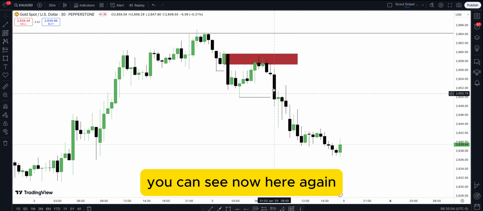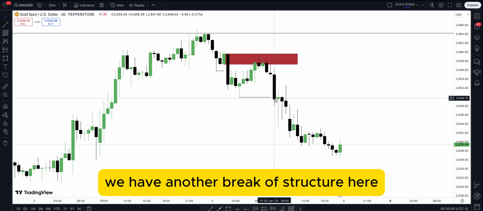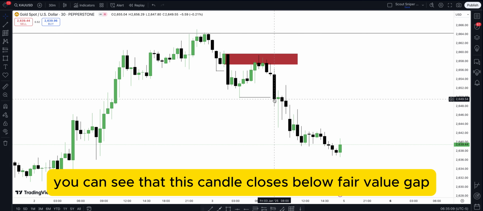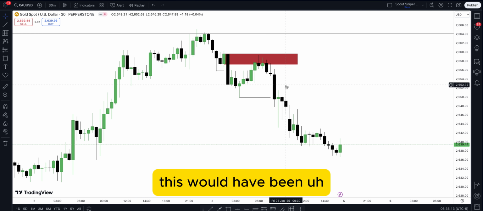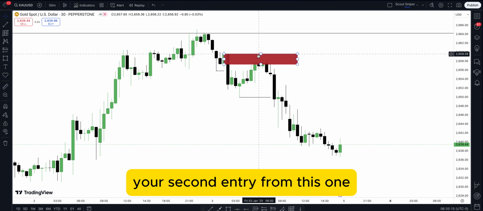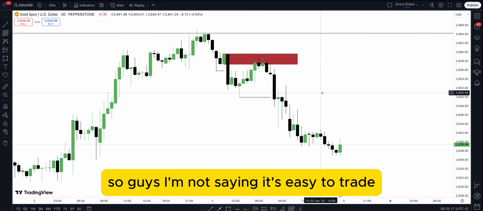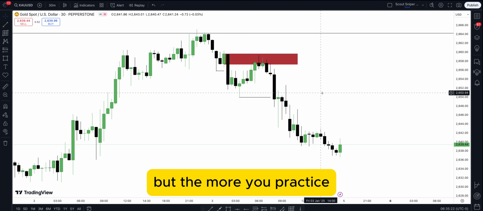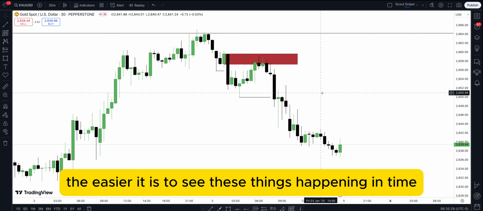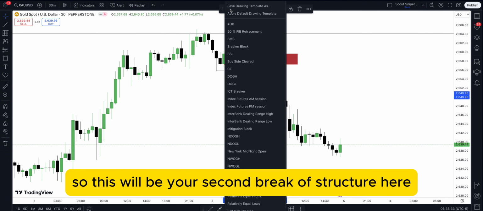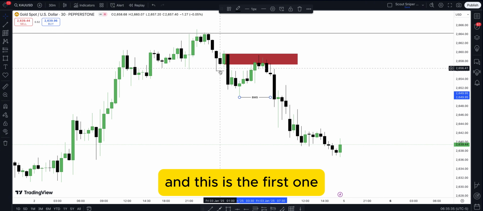Here you can see now, again, we have another break of structure here. You can see that this candle closes below. Fair value gap, for me, your entry is this one. This would have been your second entry from this one. So guys, I'm not saying it's easy to trade, but the more you practice, the more you trade, the more time you spend on your chart, the easier it is to see these things happening in time. So this will be your second break of structure here, and this is the first one.